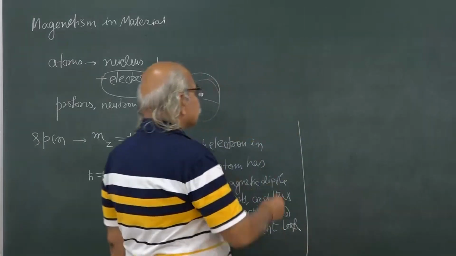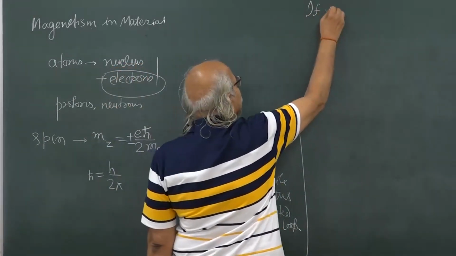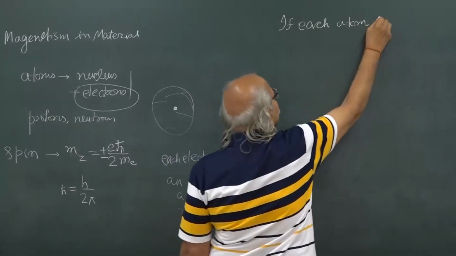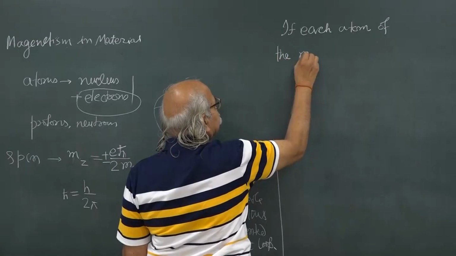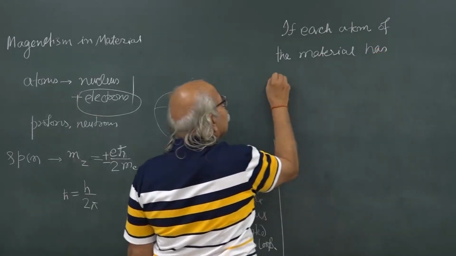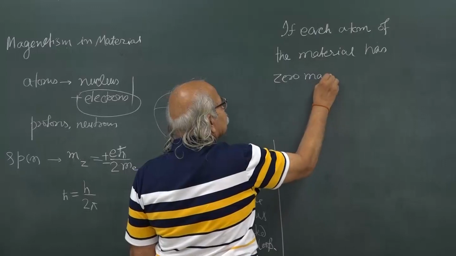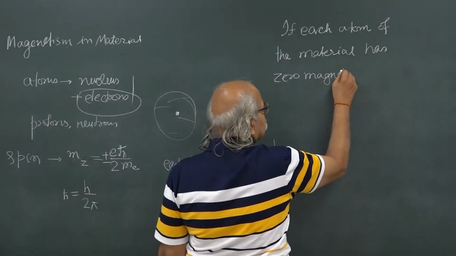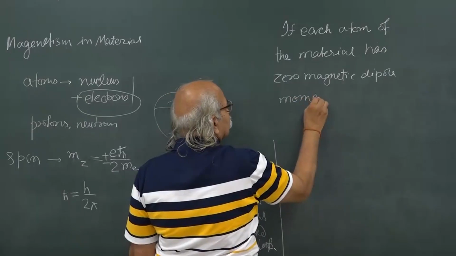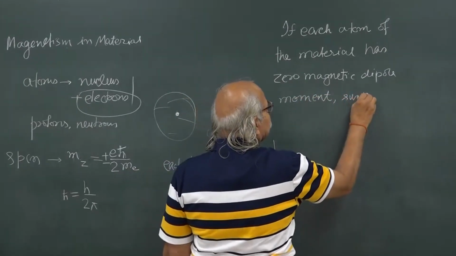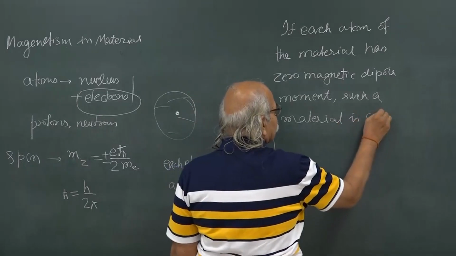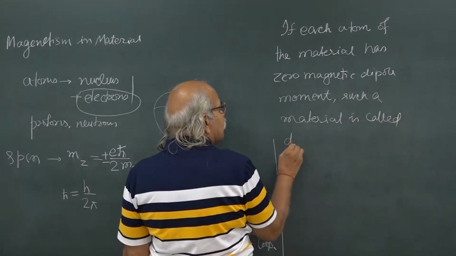So, if that is the case, if each atom of the material, of the object, has 0 magnetic dipole moment, such a material is called diamagnetic material.